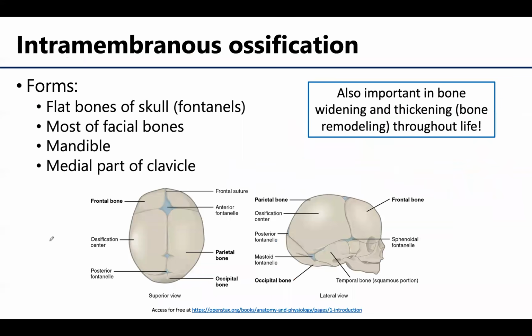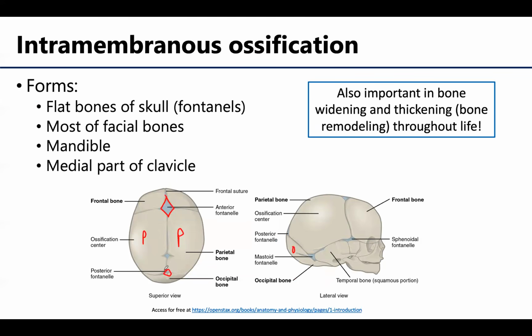A minority of bones form through intramembranous ossification initially, and these include many flat bones of the skull. So you can see we're looking at a juvenile skull here. You can see the frontal bone, parietal bones here, occipital back here. See, these are all forming through intramembranous ossification. And between these bones of the skull, you will have what's referred to as fontanelles. You can see a few here.